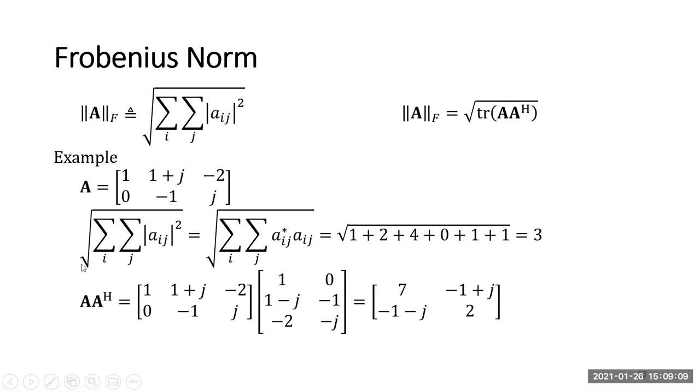And you can compute it this way too. Square root of the trace of A A^H. This is the matrix A, and this is the Hermitian of the matrix. So A A^H, take the product, we get this. What's the trace? Add up the diagonal elements, 7 plus 2. How much is 7 plus 2? 9. Take the square root of that, we get 3. So this expression here also gives us the Frobenius norm.